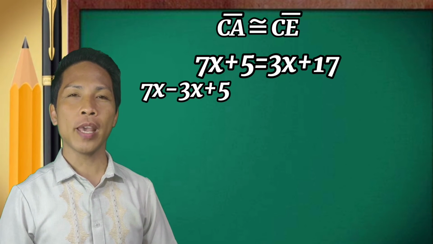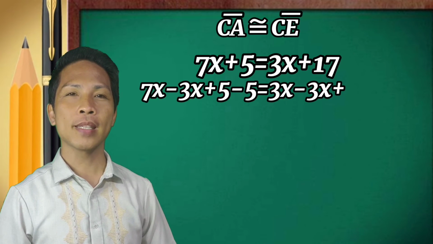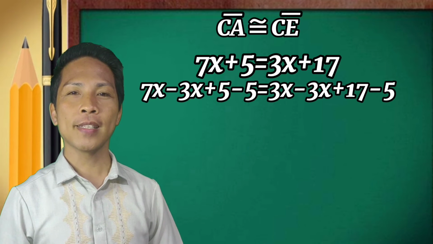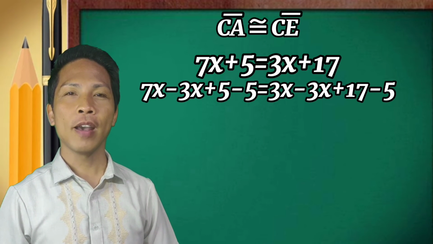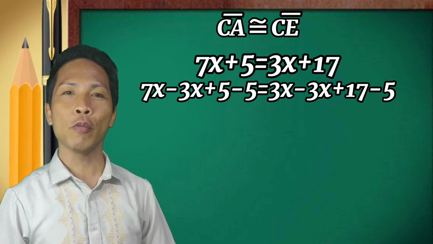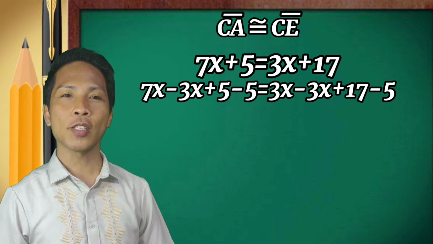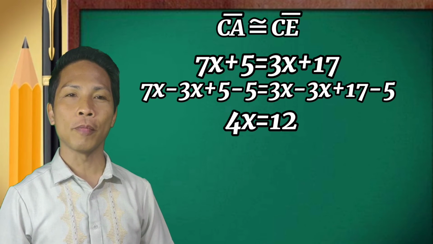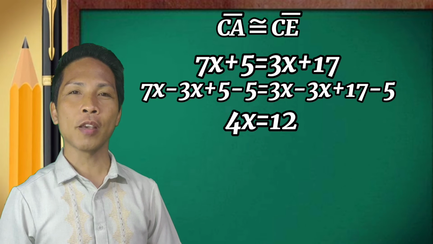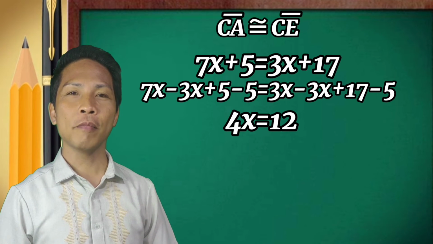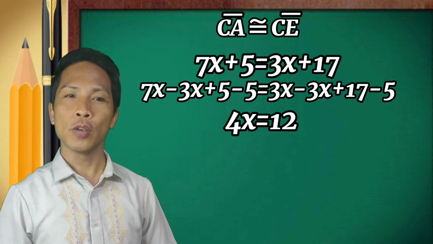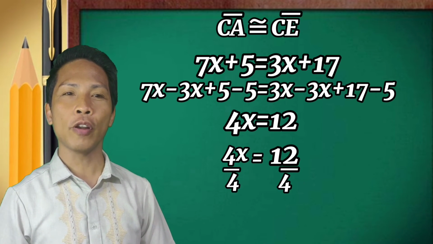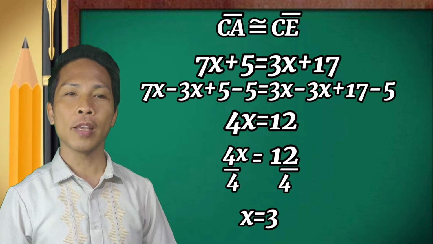7x minus 3x plus 5 minus 5 equals 3x minus 3x plus 17 minus 5, applying addition property of equality. 7x minus 3x equals 4x. 5 minus 5 equals 0. 3x minus 3x equals 0. 17 minus 5 equals 12. We have 4x equals 12. Divide both sides by 4. So x is equal to 3.